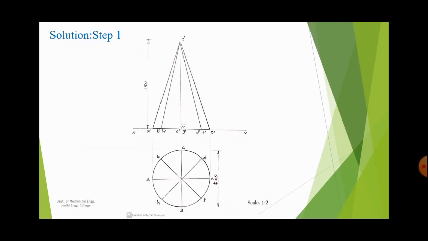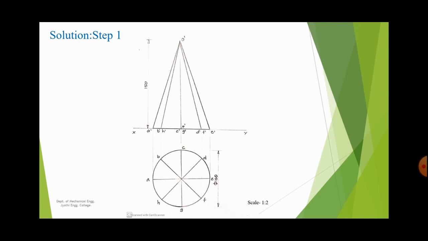This is step 1. Since a cone is resting on its base circle on HP, you are sure that when you look from the top, you can see the circle, and in the front view you can see the triangle. So you draw a circle of the given dimension at 1:2 scale. It is marked as 50 instead of the actual 100.